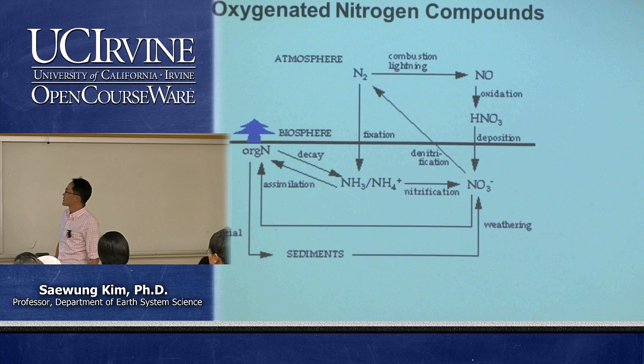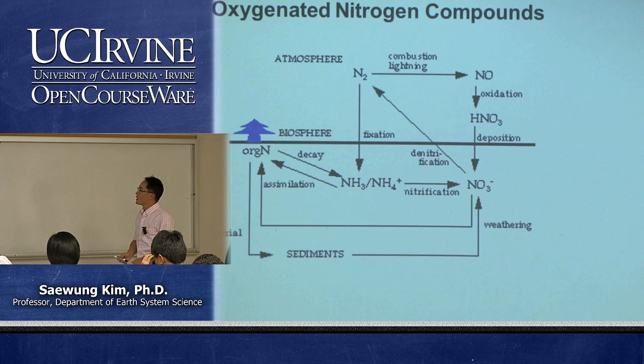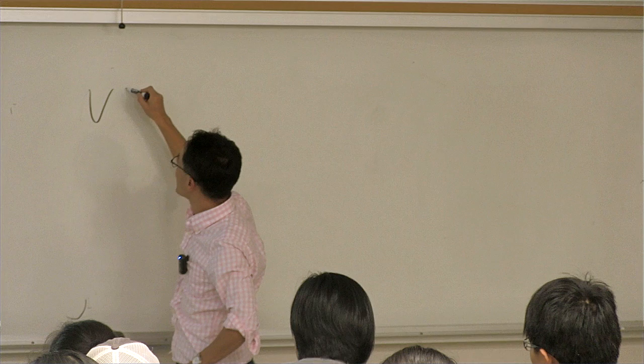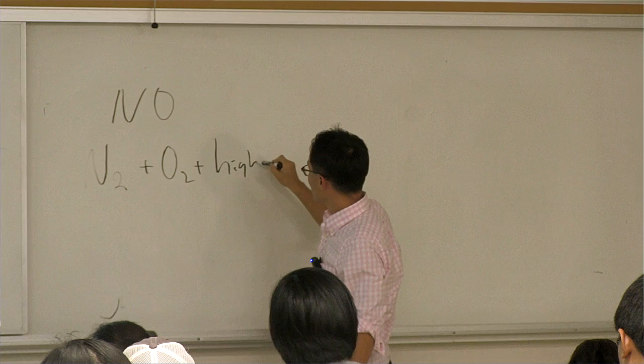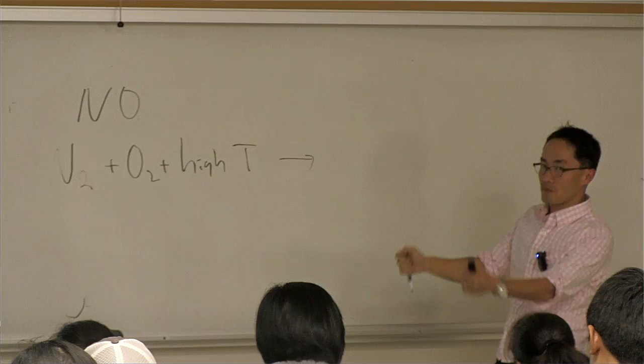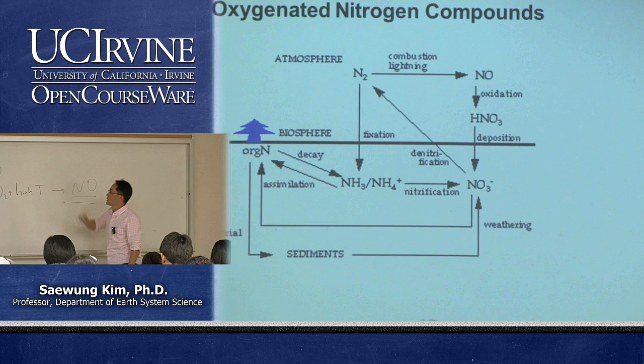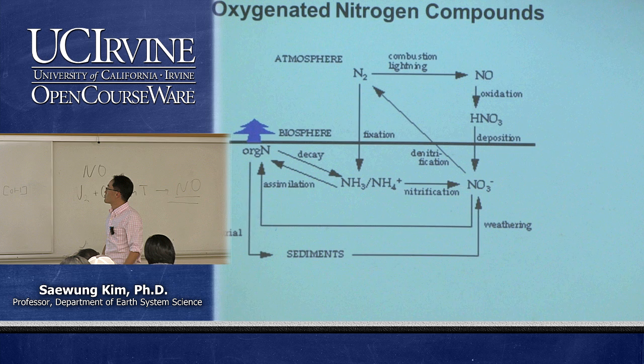So this is the nitrogen oxide compounds' formation in natural conditions, right? When you say nitrogen oxide, it is NO. I explained that NO comes from N2 and O2 at very high temperature. That bonding gets broken between the nitrogen and oxygen molecules, and then produces NO, right? So there are many different ways NO can be produced naturally. One is combustion, wildfire, and lightning.